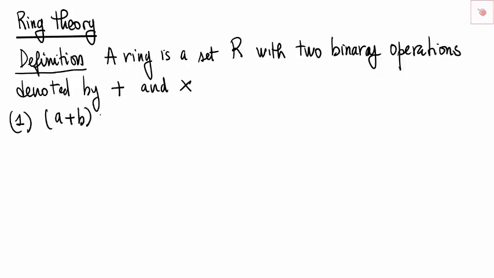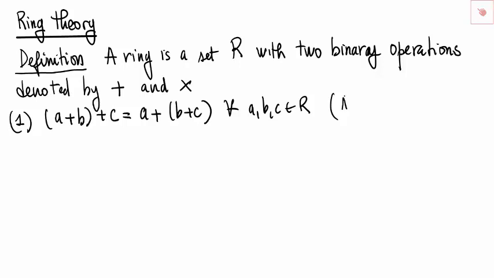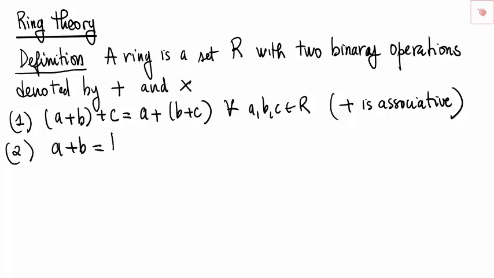One: (a + b) + c is equal to a + (b + c) for all a, b, c in R. So in other words, the addition operation is associative. Secondly, a + b is going to be equal to b + a for all a, b in R. And this means that our addition operation is commutative.